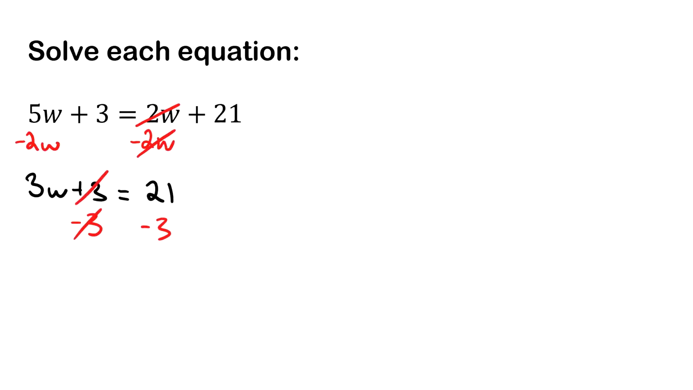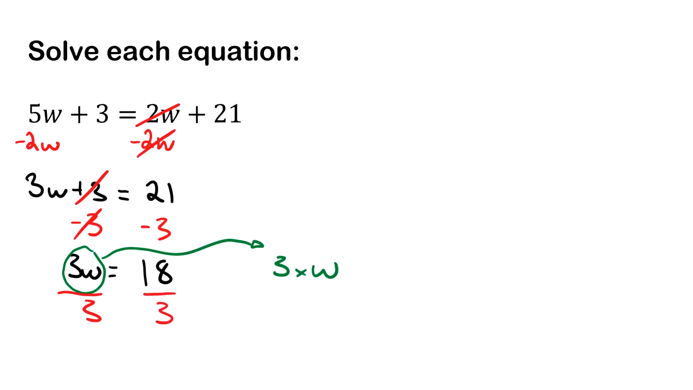That cancels out and we're left with 3W equals 21 take away 3. And then finally we need to get rid of that 3 in front of the W. Now remember this 3W here, that's the same as having 3 times W. So the opposite of times was division. So we're going to divide by 3. And what we do to one side, we do to the other. Those 3's cancel out, and we have a W left over equals 18 divided by 3, which is 6.